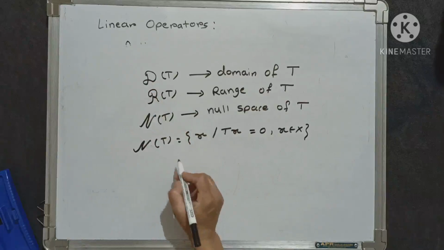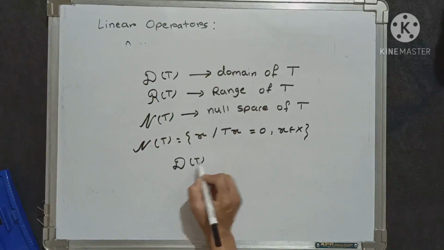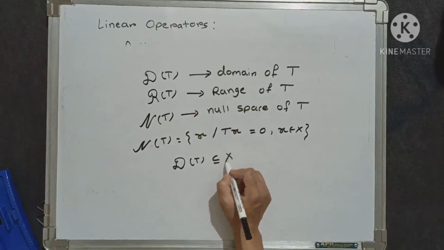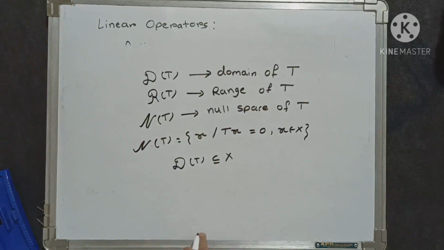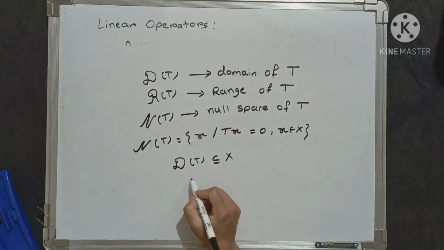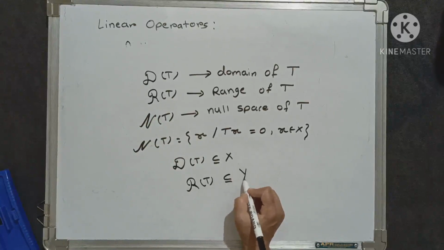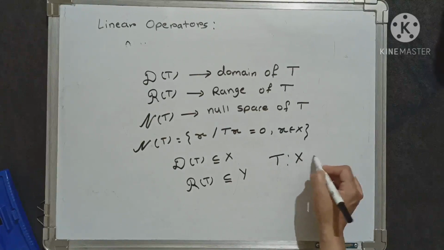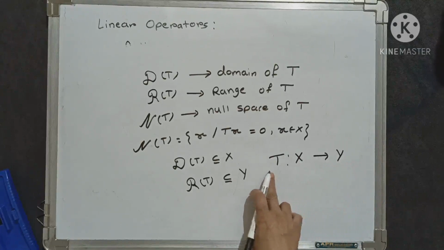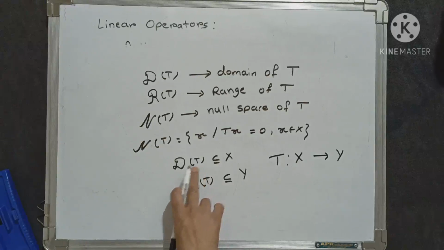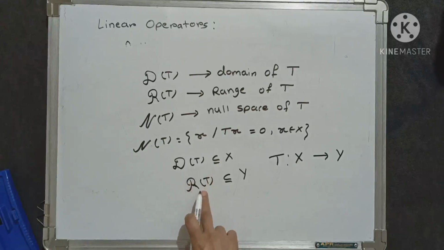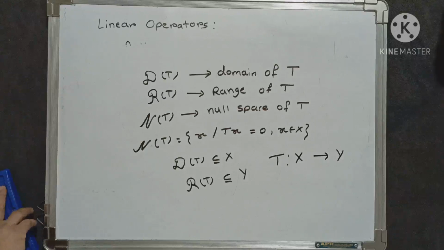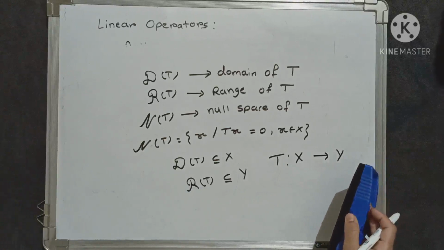Now this domain D(T) is always a subspace of capital X. It is again a vector space. The range R(T) lies in a vector space capital Y for the linear operator capital T, which is from X to Y. Its domain is D(T), which is again a vector space, and the range lies in a vector space. This is about the notations which are used for the linear operators.